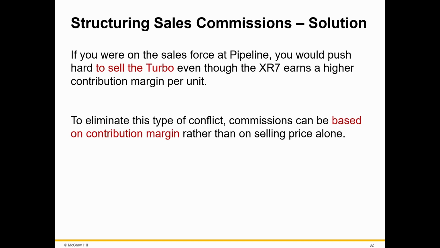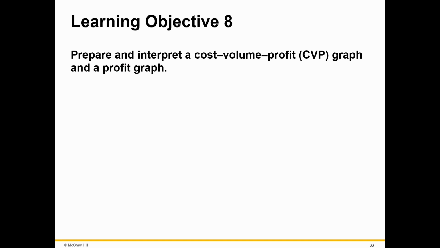And so to eliminate this type of conflict, commissions can be based on the contribution margin rather than on the selling price alone. Because if it's based on the selling price, then obviously you would try to sell the one that costs more, but realizing that the one that costs more actually contributes less to the company than the one that sells for a little bit less. And so in order to do that, you can base the commission on what the contribution margin is rather than on the sales price.